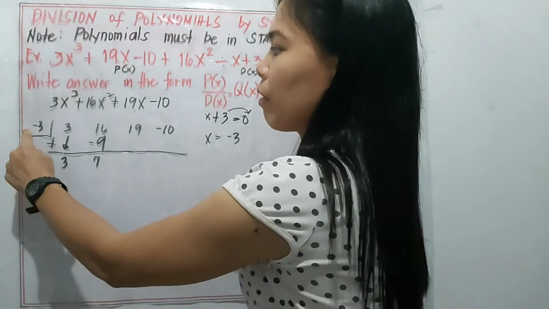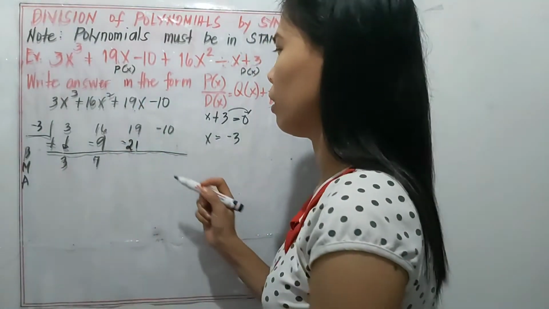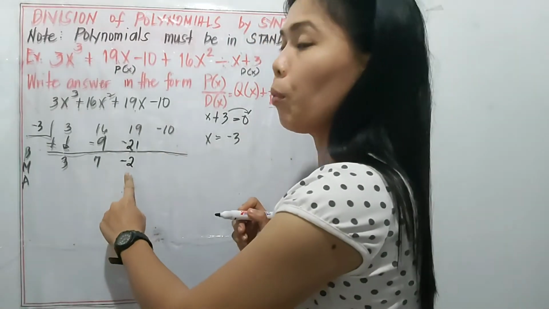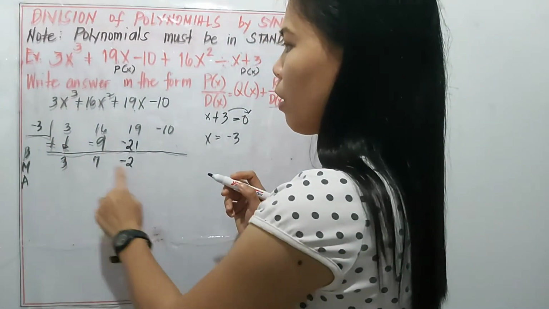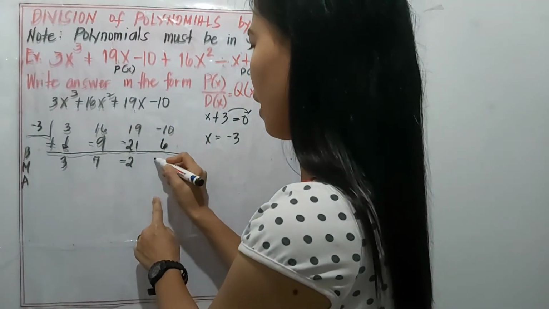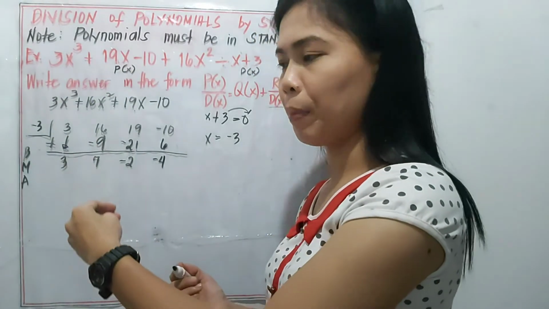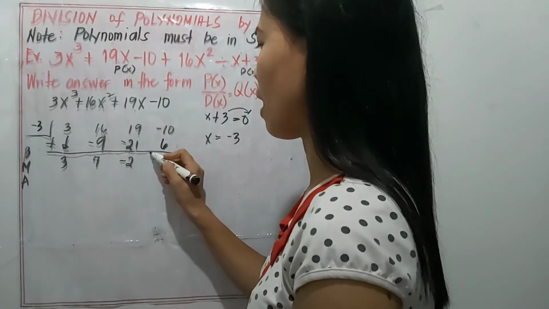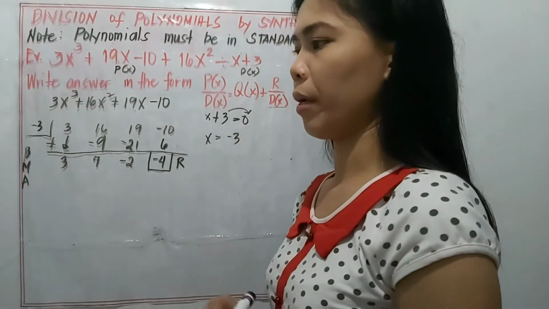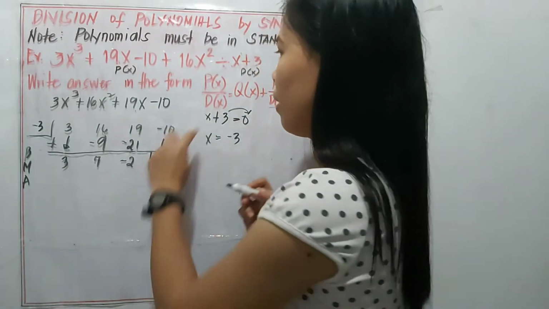Multiply 7 and negative 3, we have negative 21. And then add, you have negative 2. Negative 2, going back, multiply. That would be positive 6. And then this is negative 4. So see, you multiply, add, continuously up to the last coefficient. Now, since this is the last, it will be our remainder. And these are the numerical coefficients of our quotient.